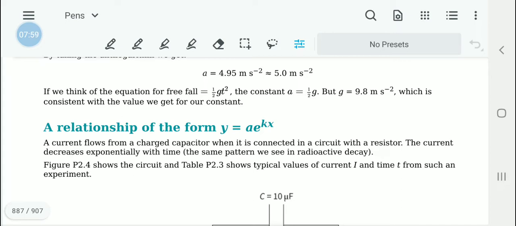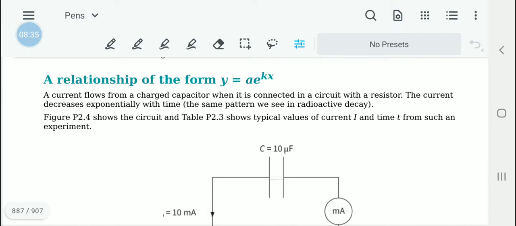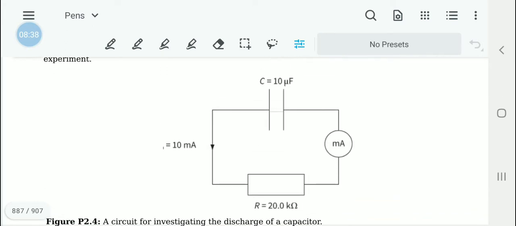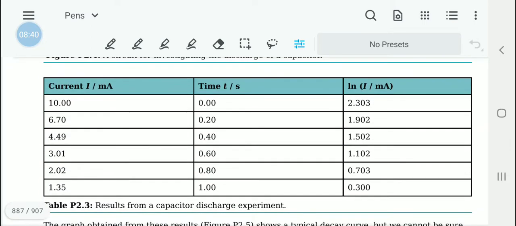Then, going on to the next part of the graph, if we feel that the graph is y equals a e to the power kx, then we have to take different conditions from the earlier situation. Here they have given an example where a current flows from a charged capacitor when it is connected in a circuit with a resistor. The current decreases exponentially with time. The same pattern we see in radioactive decay. The figure shows the circuit, and table 2.3 shows typical values of current I and time t for such an experiment. So this is the practical, and these are the results.